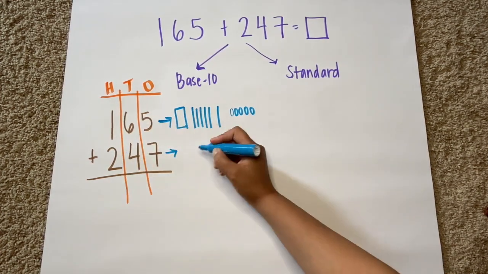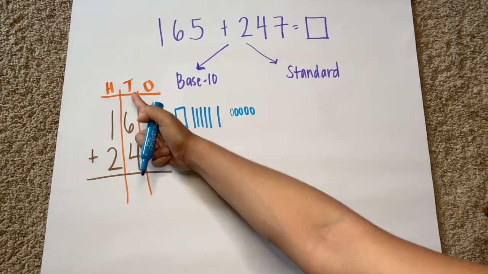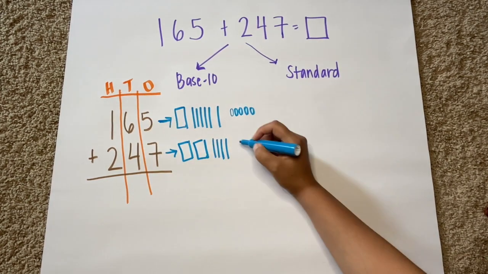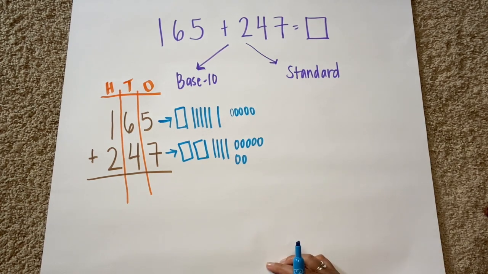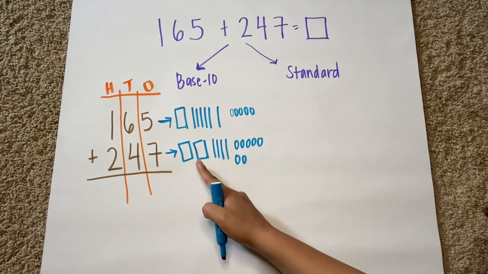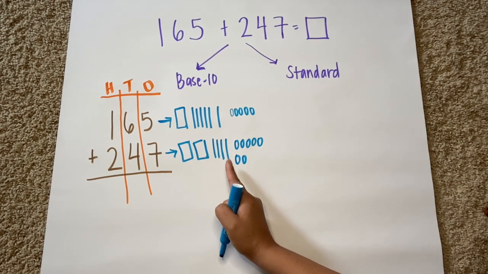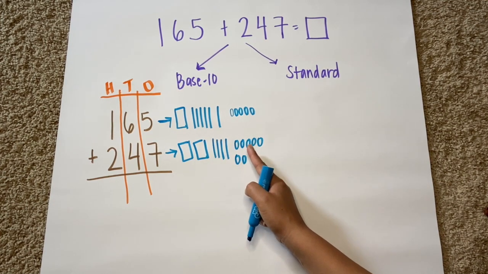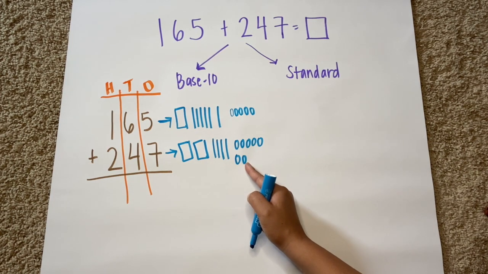2 is in the hundreds place, so 2 100 blocks. 4 10 sticks, and 7 ones cubes. 4, 5, 6, 7. Again, let's double check that's the correct number, and let's count: 100, 200, 210, 220, 230, 240, 241, 242, 243, 244, 245, 246, 247.